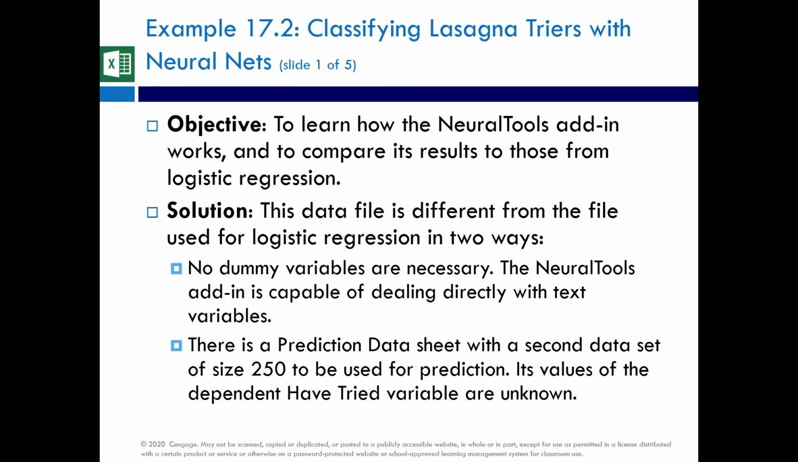Objective: to learn how the NeuralTools add-in works and compare its results to logistic regression. Solution: the data file is different from the one used in logistic regression in 2 ways. No dummy variables are necessary, because NeuralTools is capable of dealing with text. There is also a prediction data sheet with a second data set of 250 cases to be used in prediction.